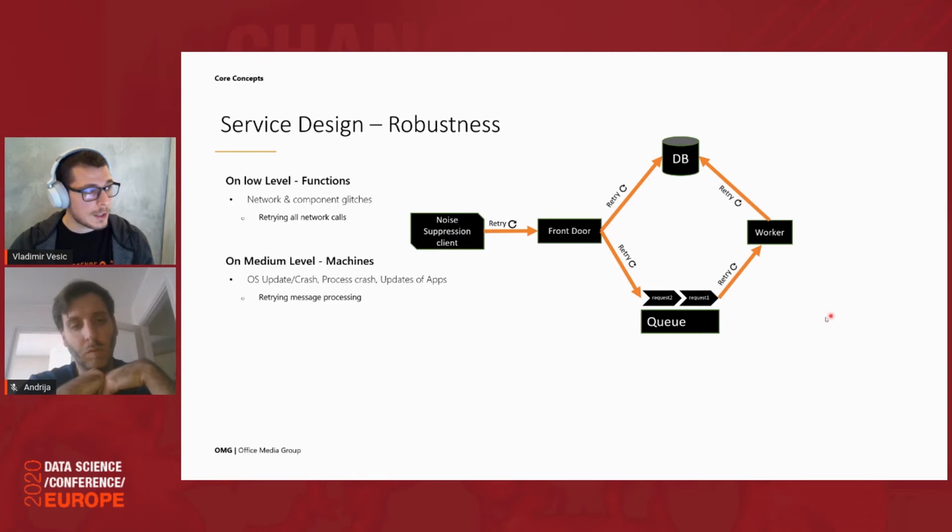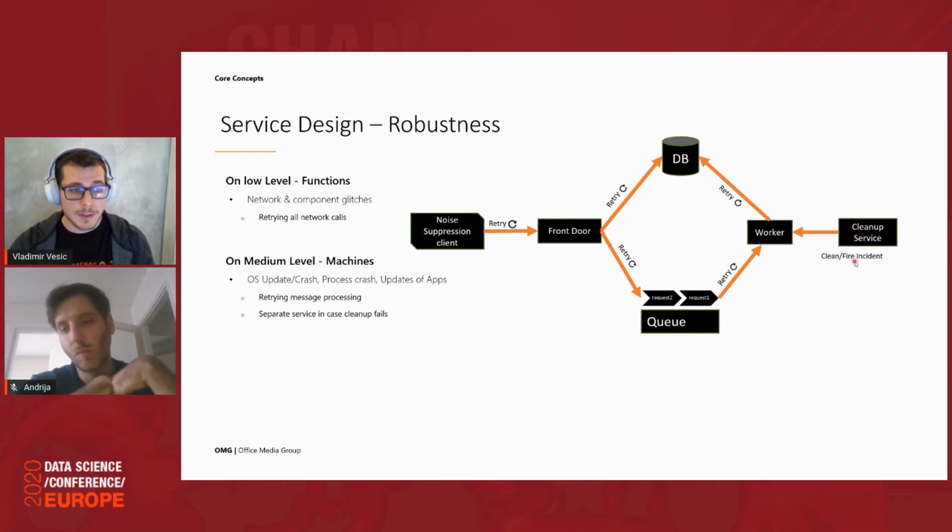And an additional level of robustness on machine level we achieve by having this cleanup service, meaning that this worker is working with customer content. It has its own cleanup mechanisms to basically delete customer content from the disk. But in case that fails, we cannot leave customer content on this disk. So we have a separate service which is making sure that everything is being cleaned up from the worker machine. And in case it's not, it's firing an incident to our team to take a look.